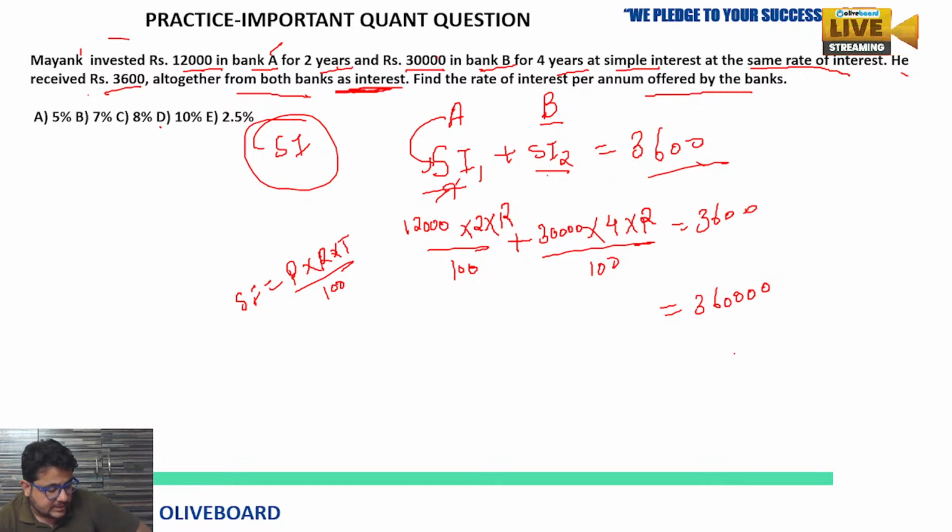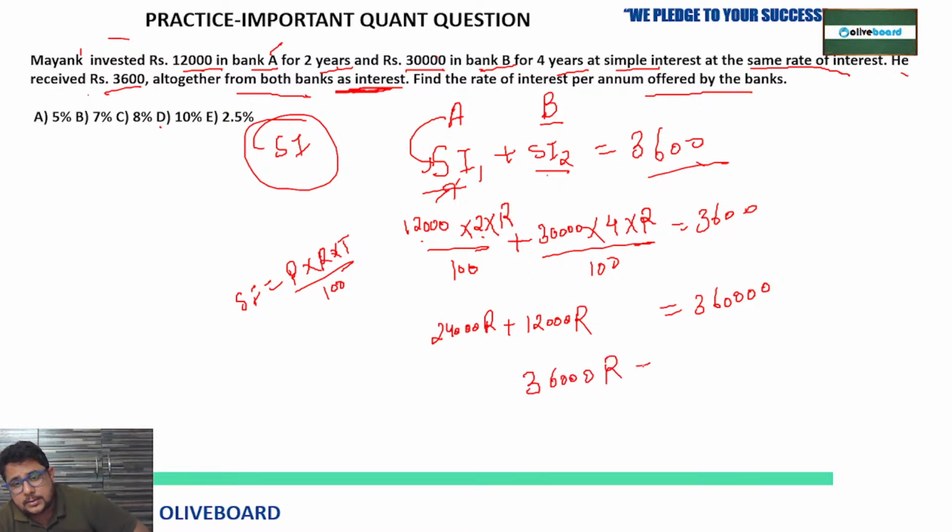Now Teja is saying 2.5. Very good, Teja. So 12,000 into 2 is going to be 24,000 R plus 30,000 into 4 means 1,20,000 R. Sorry, here you are getting 1,20,000. So the sum would not be 36,000, it is going to be 1,44,000. Clear? Very good, Teja.